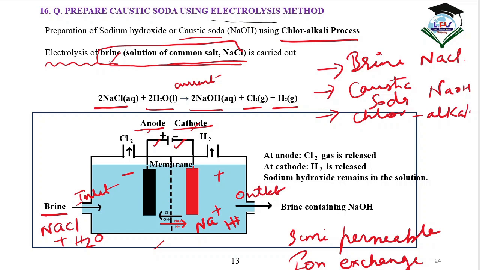Students, an example of the semi-permeable membrane used for industrial purposes is Nafion. It is made up of perfluorinated sulfonic acid polymer and is an ion exchange membrane. Here, as you can see, the Na+ moves towards the cathode and the chloride ion and OH- ion, the hydroxide ion, move towards the anode.